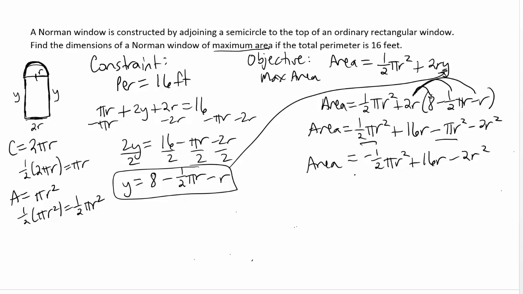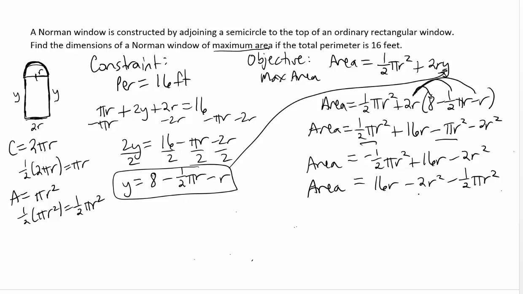If you want to put it in a slightly different order, you certainly could. You could put the 16r term first and then the other terms after it. It doesn't really matter what order it comes in. But here's our area function.